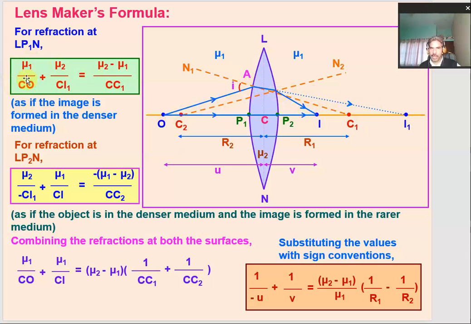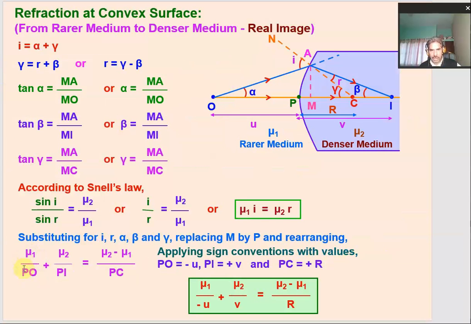It is mu1 upon CO plus mu2 upon CI1, because the image is at I1, and on the other side we have mu2 minus mu1 upon C1. So C1 is the center of curvature. So how is this result similar and different? Let us focus at this formula as we have discussed here. Here it is PO, PI and PC. All other terms are the same. It is P because this was only one spherical surface, and here we have two spherical surfaces.